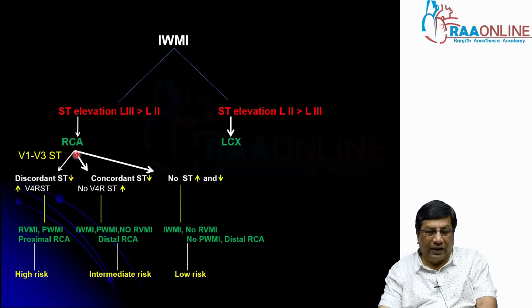So if in right coronary infarction L3 is more than L2, but there is a concordant ST segment depression, that means V1 and V2 are showing the same type of ST segment depression, and there is no V4R ST elevation. Because of the concordant ST segment depression in chest leads, it tells you inferior wall infarction is there, posterior wall infarction is there. Because there is no V4R ST elevation, there is no right ventricular infarction. So this is a distal right coronary lesion supplying the inferior wall and posterior wall, intermediate risk.